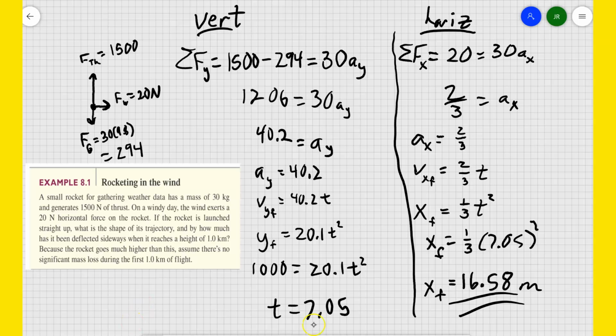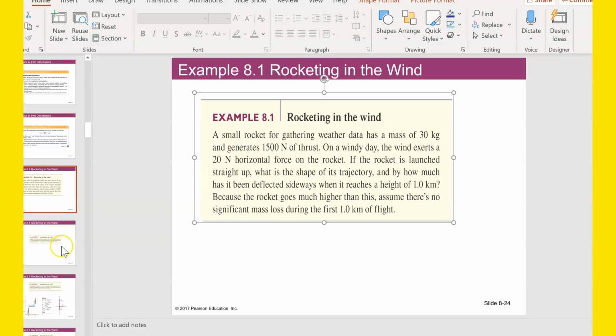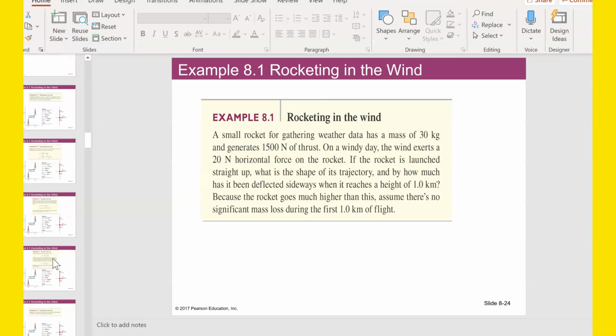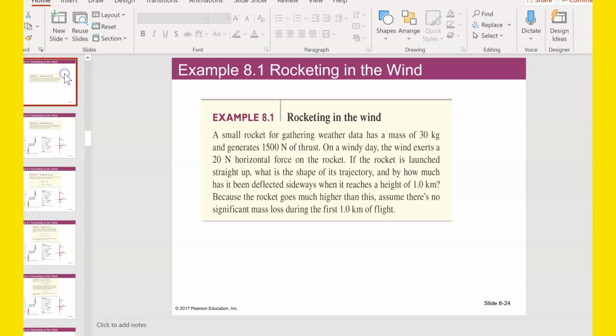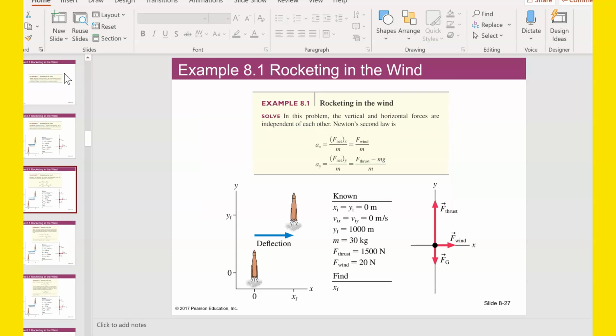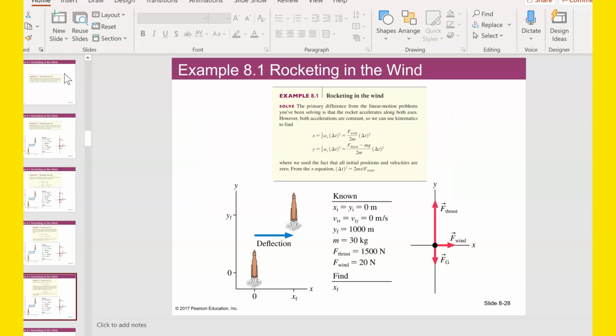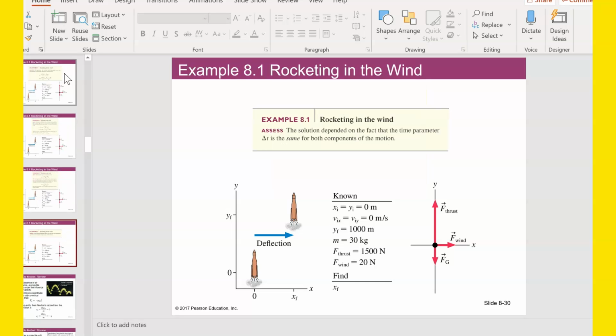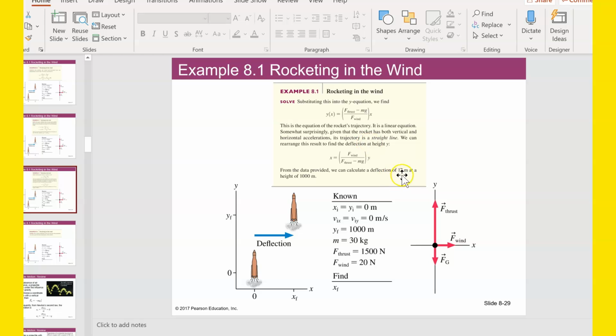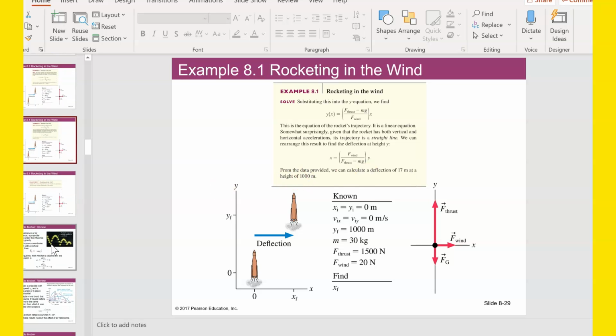So coming back here to the PowerPoint, and if you can barely see it there, they say that the answer is 17 meters, which is what we got, 16.58. All right.